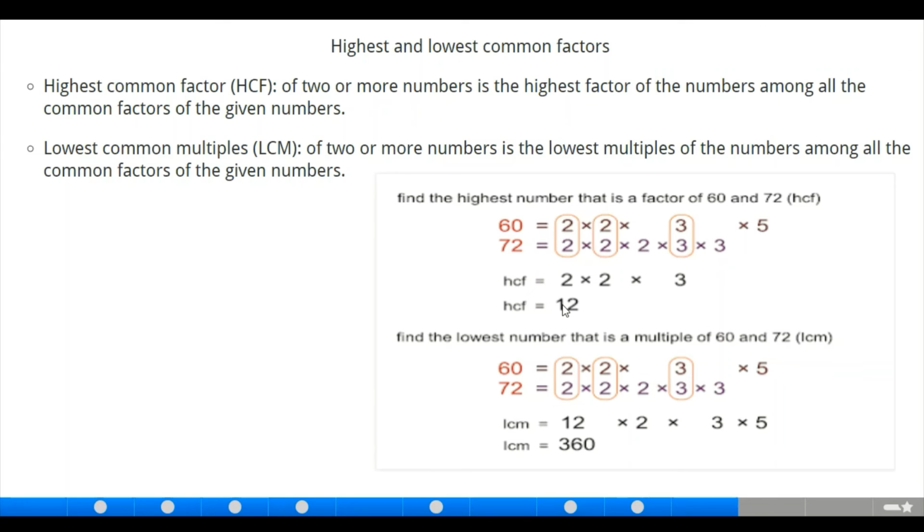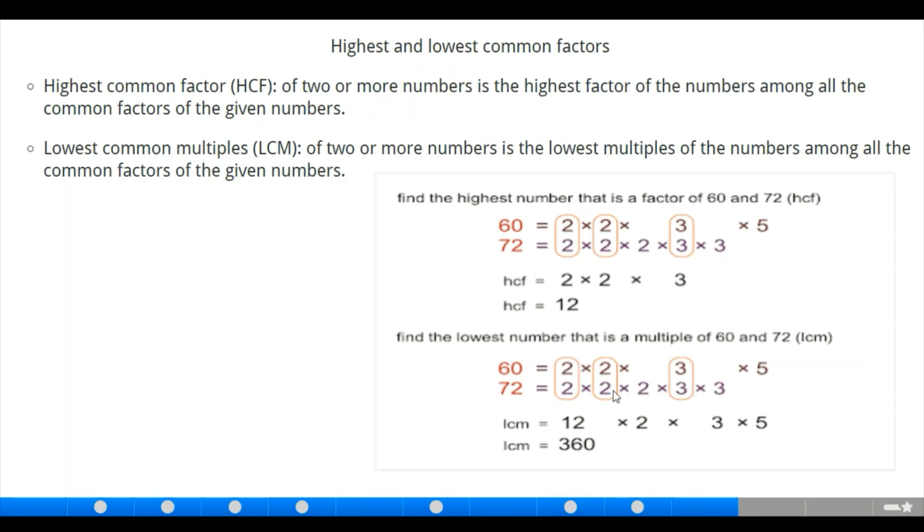Now let's look at the lowest common multiple of the same values. As we have highlighted, 2 times 2 times 3 times 5 will give us 60. 2 times 2 times 2 times 3 times 3 will give us 72. Now for this, we have to look at the lowest common multiple. After identifying, you see we have a common value here, which is 2, another common value here, which is 2. So we bring them together. 2 times 2 is what? 4, right? 4 times 3 is what? That is 12. So 12. Now, if you look at it, after that there's still a factor here, which is 5.